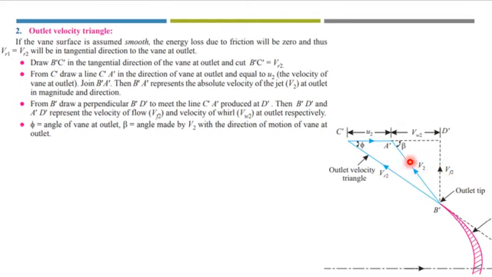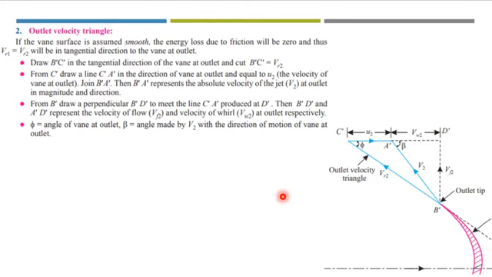So now we will discuss the outlet velocity triangle. This is the outlet velocity triangle. This is absolute velocity V2, and this is relative velocity VR2. Components of absolute velocity are VF2 and VW2. This is peripheral velocity U2, and these are the angles beta and phi. Beta is the angle made by absolute velocity, and phi is the angle of vane at outlet.